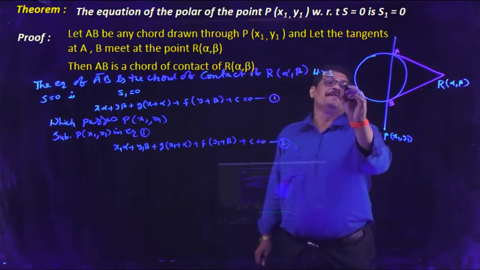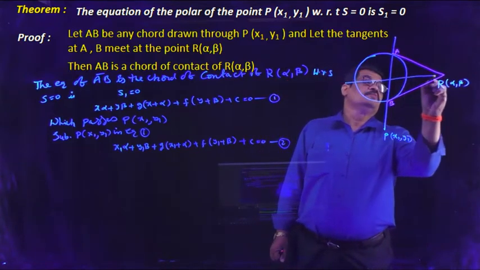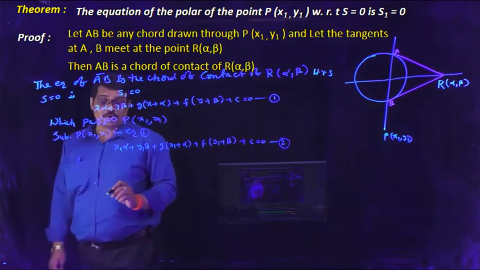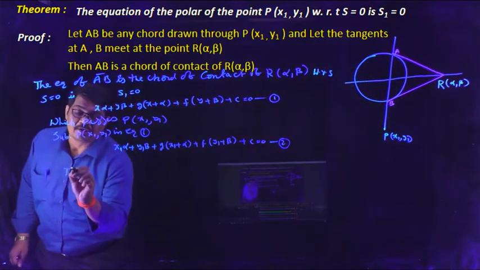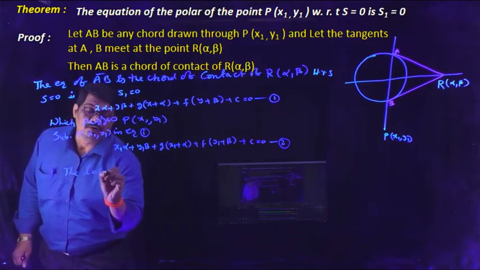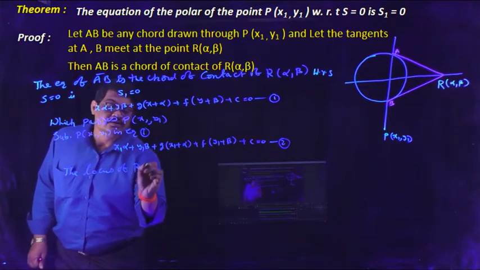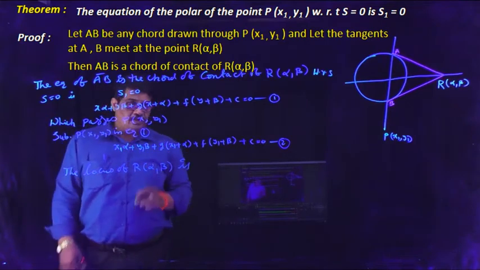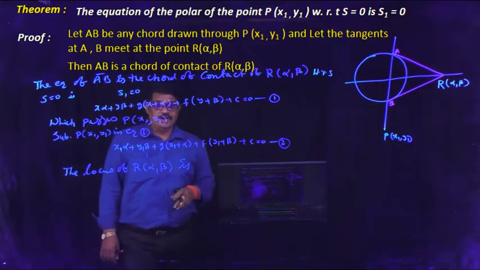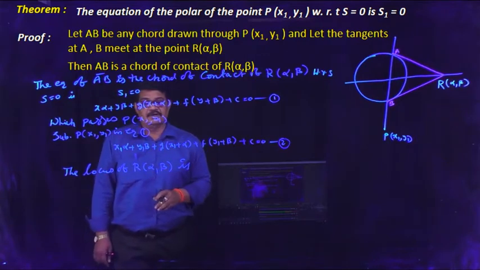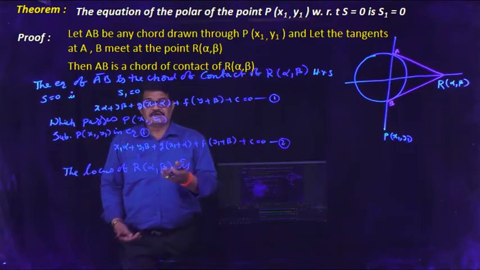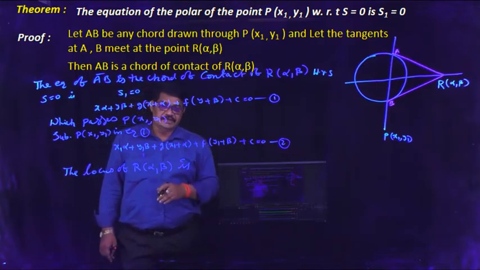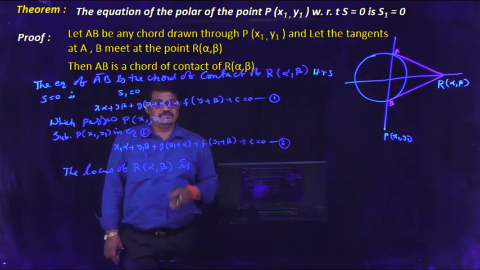This is the polar equation. Now we are writing the locus of the point R. Therefore, the locus of R (alpha, beta) is, now we are writing the locus of the point R, that is (alpha, beta). In the place of alpha is x, in the place of beta is y. We are getting the locus of this point R.